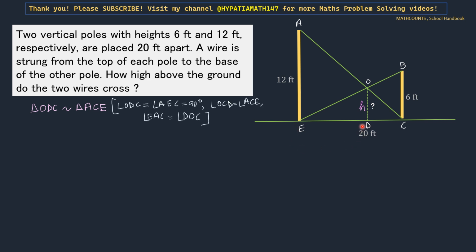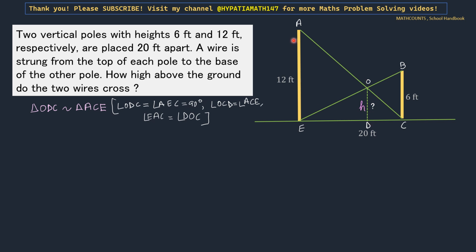The reason is that angle ODC is equal to angle AEC, and they are equal to 90 degrees. Obviously they are both perpendicular to the ground. And then OCD, that's this angle, is equal to ACE because they are the same angle. And therefore EAC, the third angle, would be equal. And also angle EAC would be equal to angle DOC because they are corresponding angles.